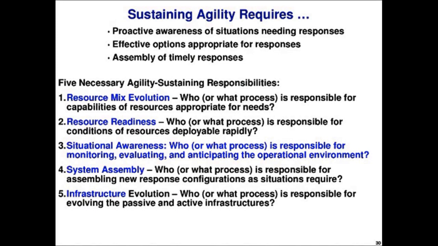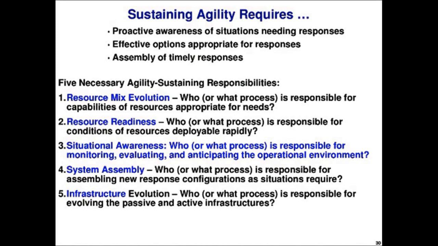Situational awareness, I claim, is the most important of all. That's not to say if you had it and you didn't have the others, you'd have anything, but it is a very key thing and something that has not had the attention it needs. Who's responsible for monitoring, evaluating, and anticipating the operational environment? And that's not one person, ever. It's preferably everybody that's involved in the engineering process, although in fact those everybody's will have different areas of situational awareness that they would be responsible for.